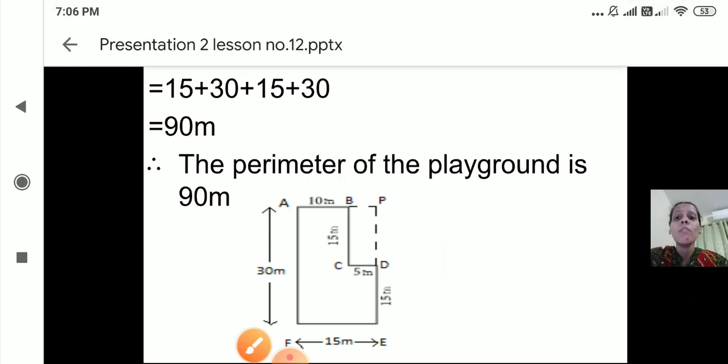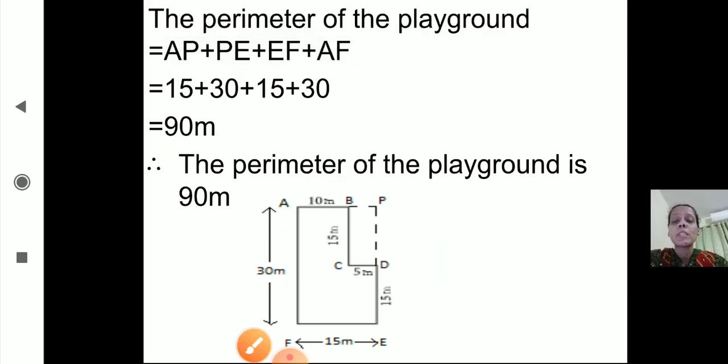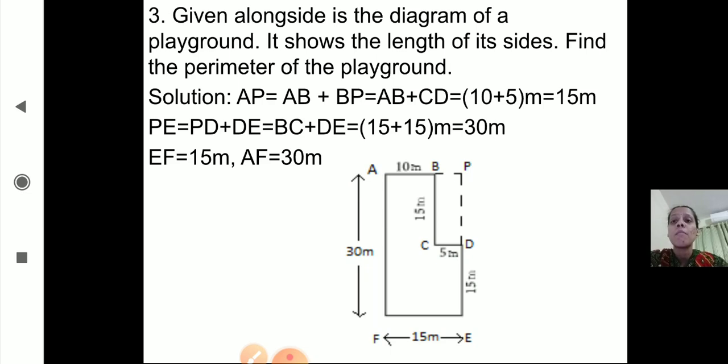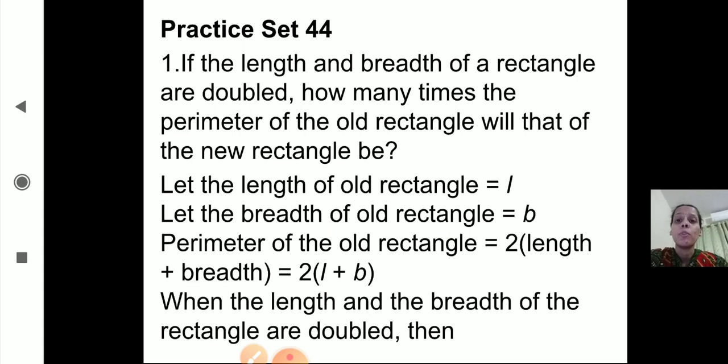Okay. I hope you have understood the third sum. What we have learned today, we have solved the first, second and third example. Okay, so today we'll stop here. In the next session we will start with the next question. Thank you.